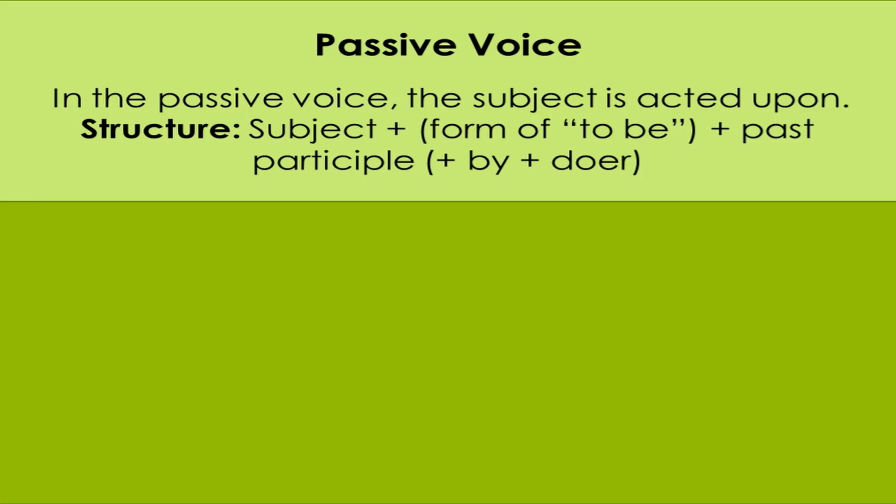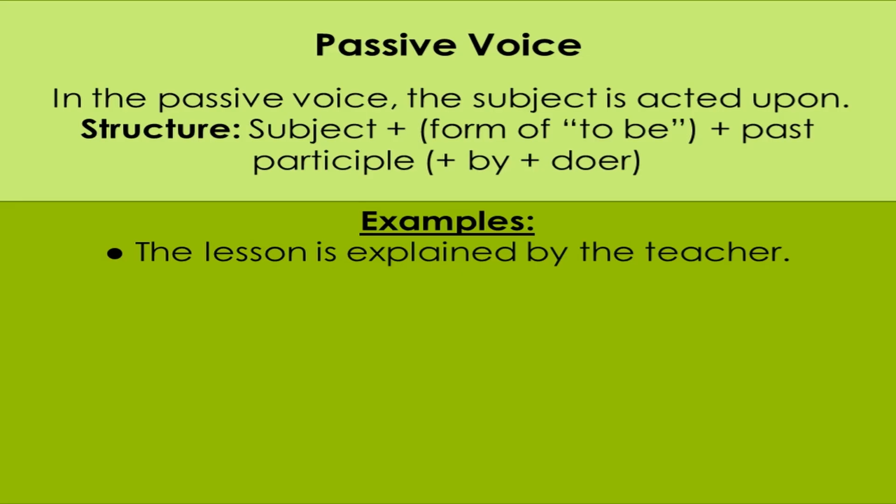Let us talk about passive voice. In the passive voice, the subject is acted upon. So in another way, we can say that now it's like the receiver. So the structure is subject plus form of to be plus past participle plus, if you want, you can add by plus the doer of the action. Let us see some examples.